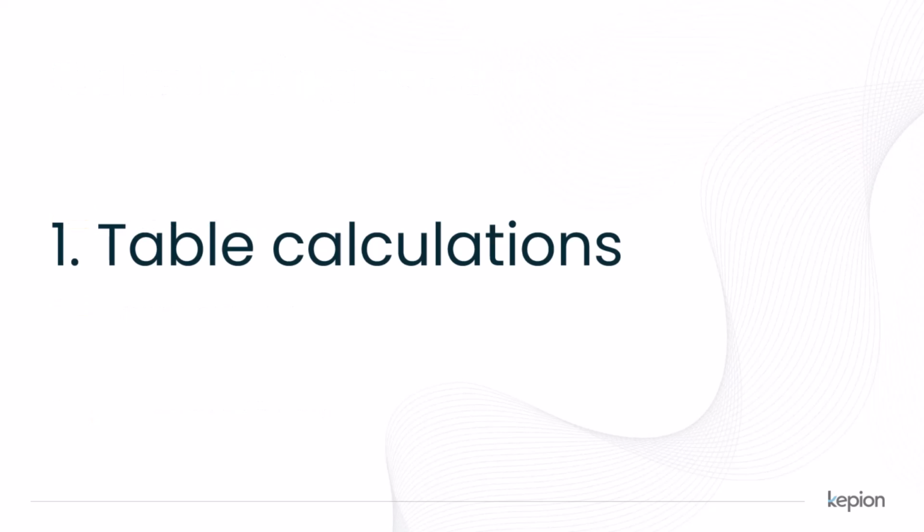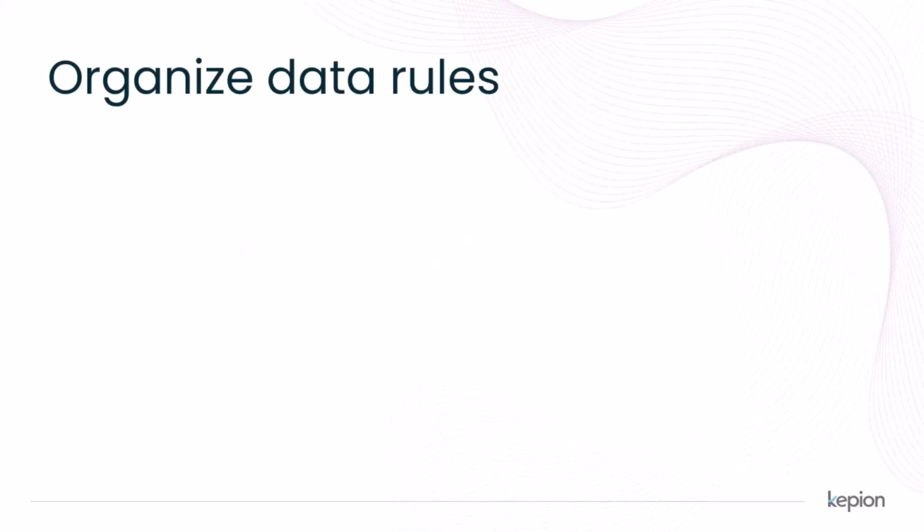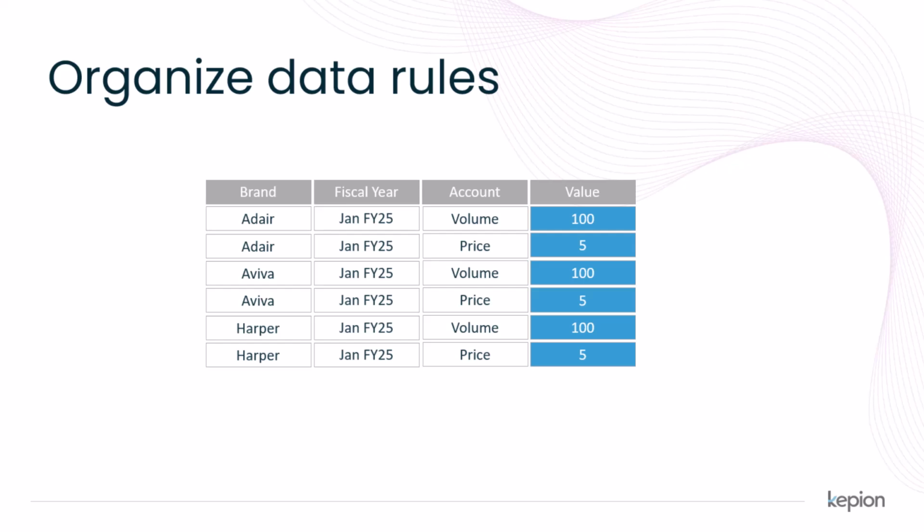In this section, we'll focus on the process of creating calculations on tables of data. Let's first review some common patterns we need to understand when defining these types of calculations. As an example, let's take a look at this simple table. We have 3 brands, each divided into volume and price. We'd like to calculate revenue from these accounts by multiplying volume times price.